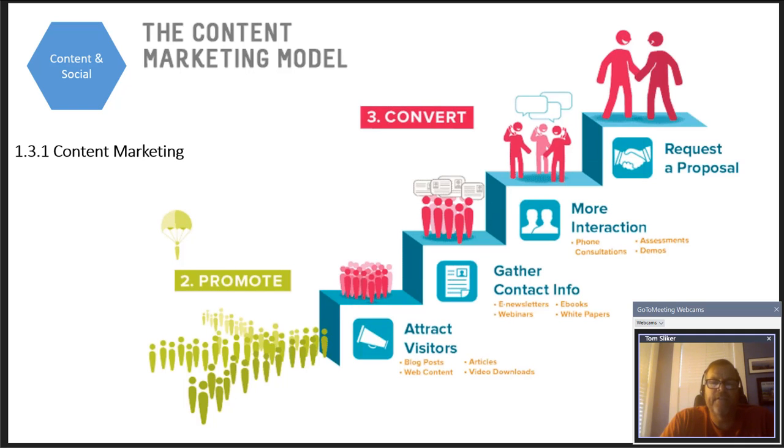We try to gather some contact information. We get them to sign up for our newsletter, sign up for a webinar, download a white paper, etc. And then we bring them in a little closer, and maybe we can get more information, possibly a phone consultation, and then we sign the deal. So that's kind of the general flow. It's not very different than how I laid it out in my diagram with the stick figures, but the same idea is that people kind of find you, and then you kind of bring them in closer and closer. So that's the idea of content marketing.